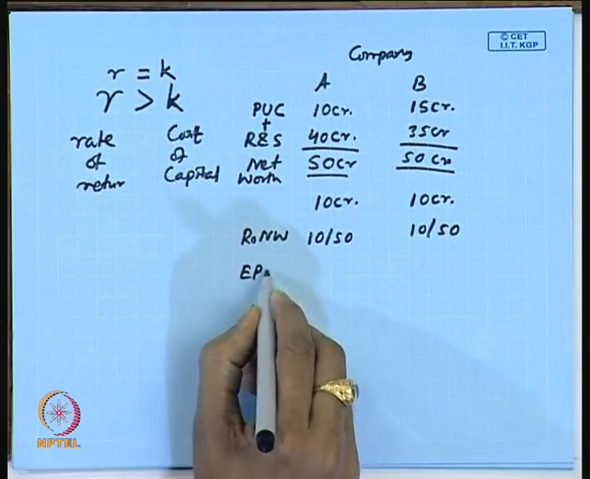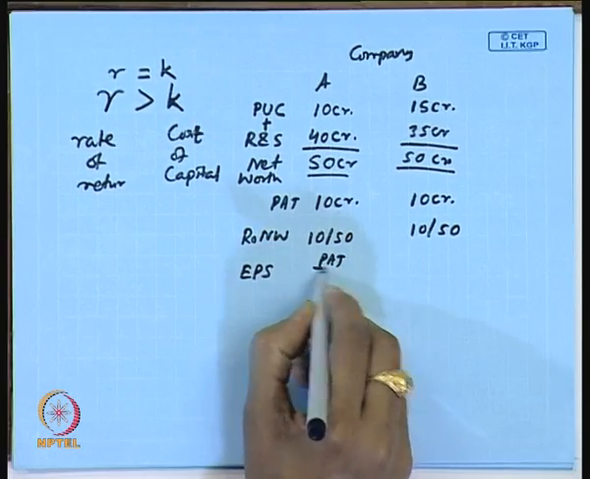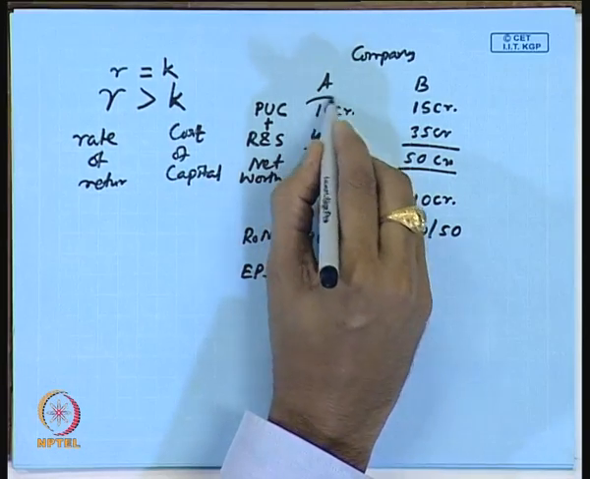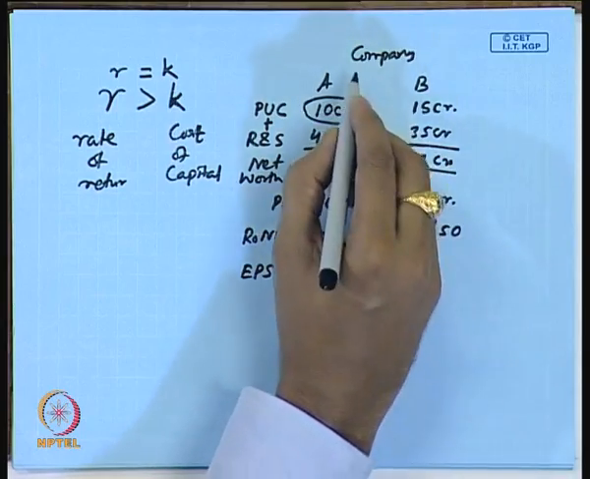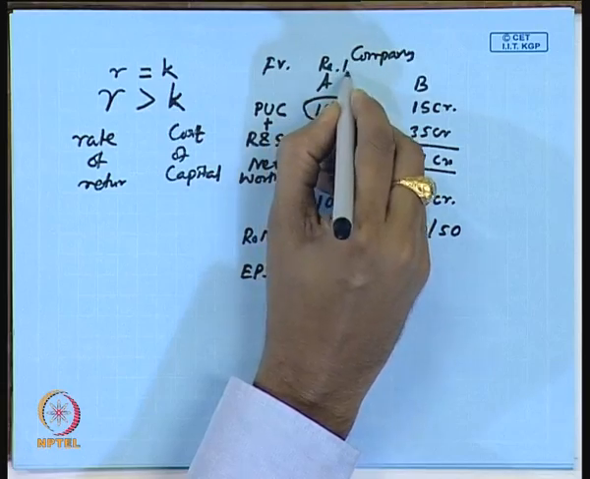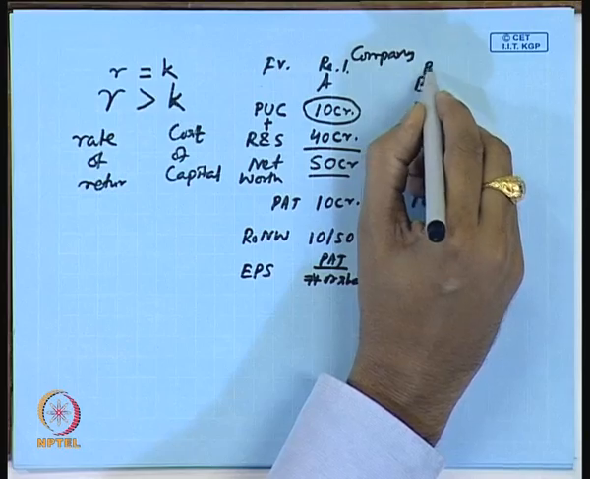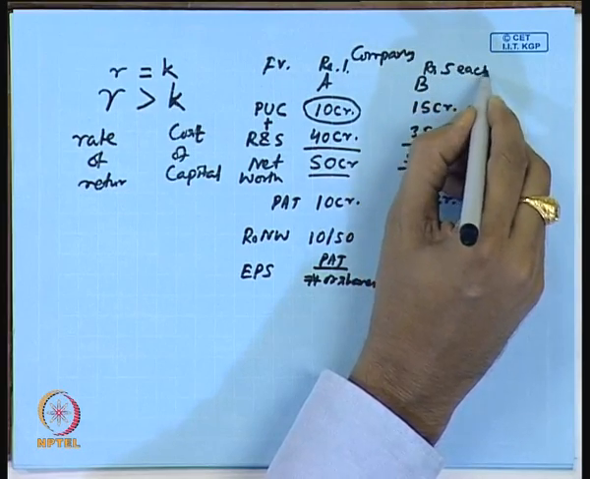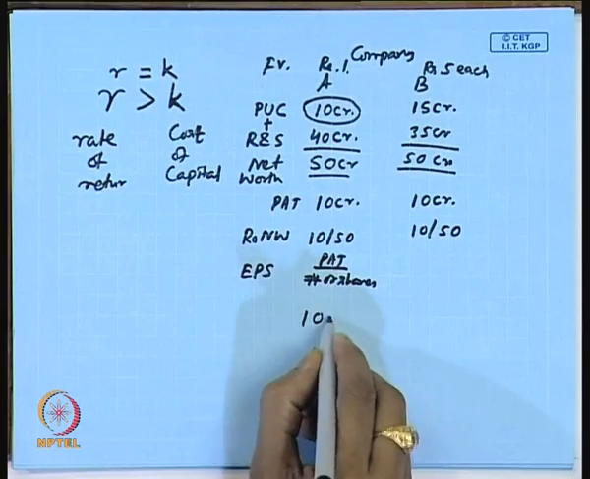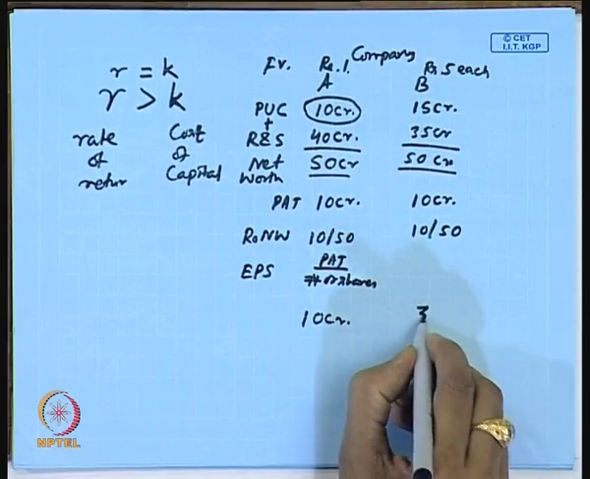But if you look at earnings per share, it is nothing but the profit after tax divided by the number of shares. Now, let us presume that company A has shares with a face value of rupee 1, whereas company B has a face value of rupees 5 each. If this is the case, company A has number of shares of 10 crore, whereas company B will have number of shares as 15 crore by 5, which becomes 3 crore.